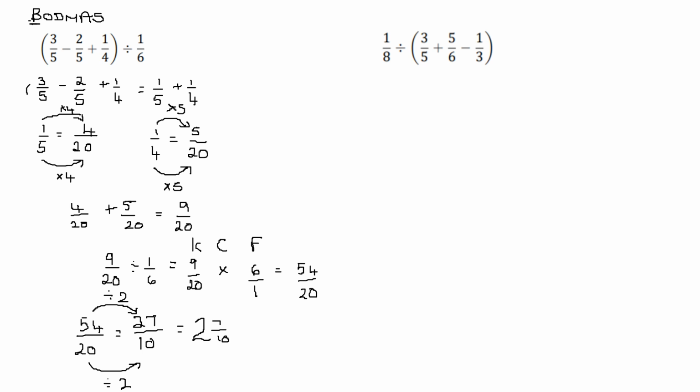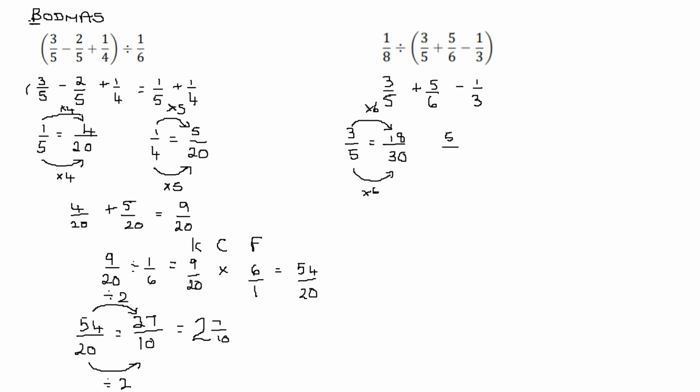Now let's move on to our second question. So again, we're going to do our brackets first. So we've got 3 over 5 plus 5 over 6 minus 1 over 3. And I know that my lowest common multiple of 5, 6 and 3 is 30. So I'm going to convert my 3 fractions into equivalent fractions with a denominator of 30. So I'm going to multiply 5 by 6 to get to 30, and then I shall do the same to my numerator, multiply by 6, and that will get me 18 over 30.